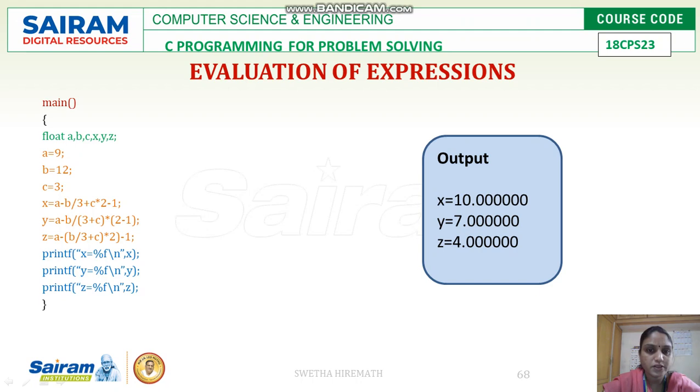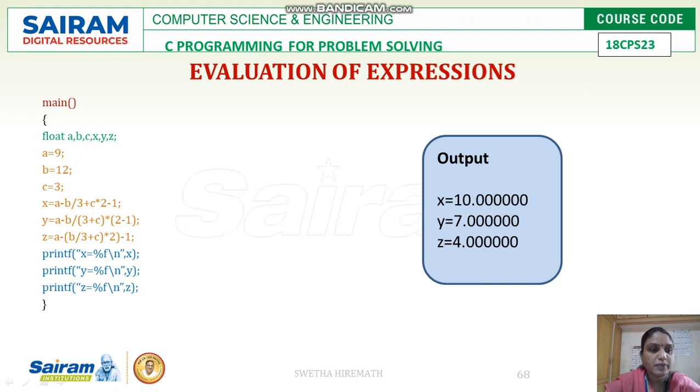So based on the BODMAS rule or precedence rule, we have to evaluate b by 3 and c star 2, then this one, then lastly this value. If we evaluate like that, we get x equal to 10.000 because we have declared them as f. F represents floating point values.